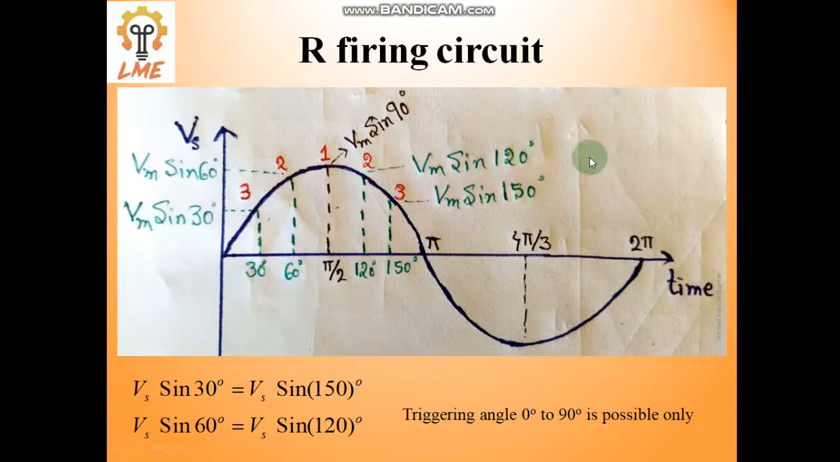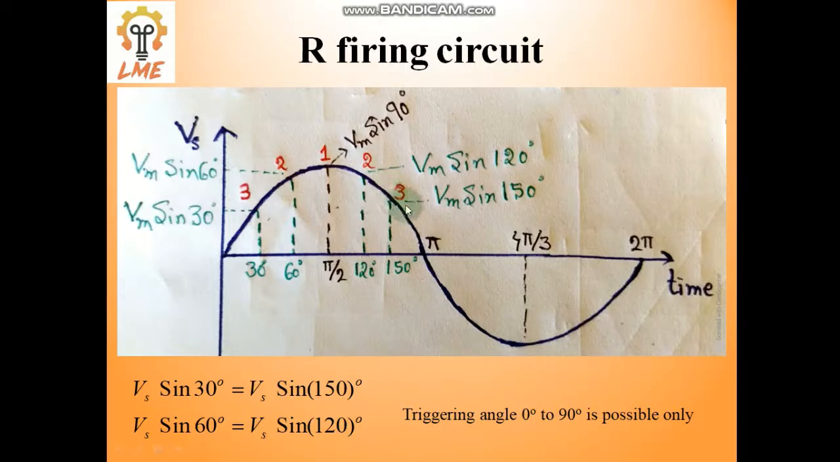Now what is the problem? Let's check when we try to trigger on Vm sin 120 degrees. When we trigger at Vm sin 120, the required gate current is 2 ampere, so we have to set R2 so that it provides 2 ampere. But when the supply voltage increases from 0, 30, 60, when it comes to 60 it is already triggered. It cannot reach Vm sin 120, because Vm sin 60 equals Vm sin 120. The same thing happens with Vm sin 30 and Vm sin 150.